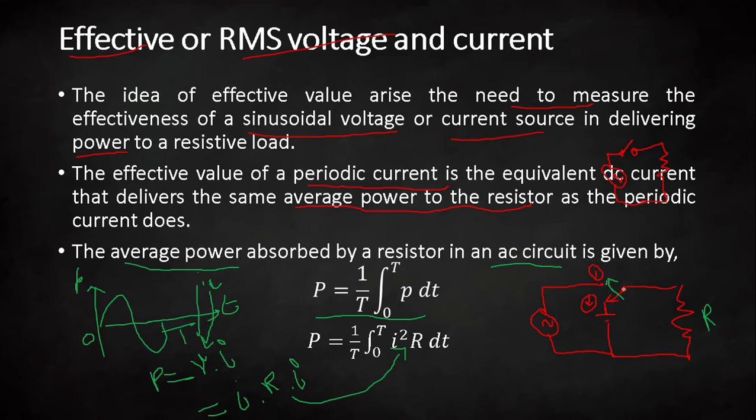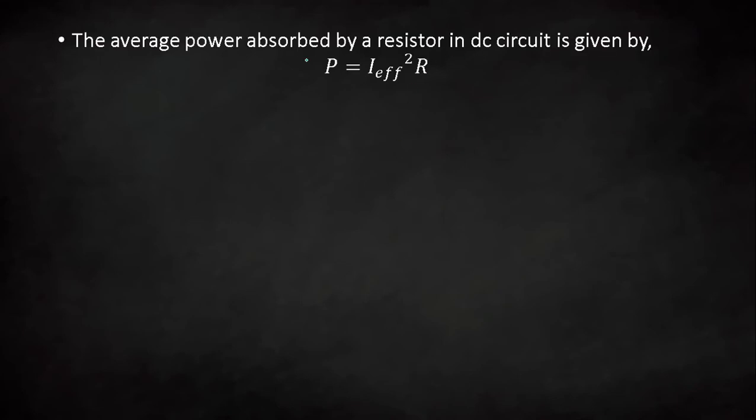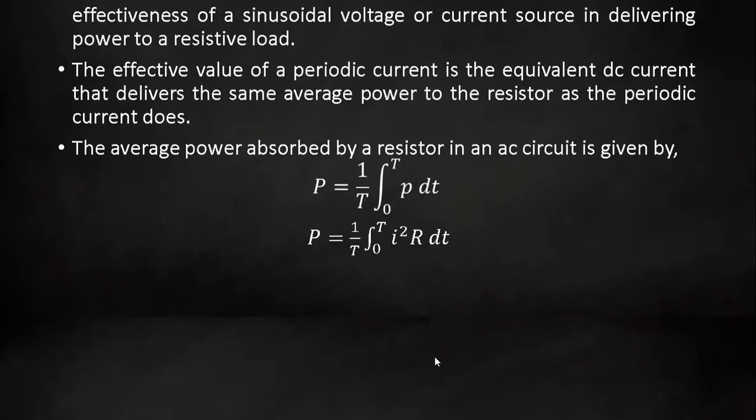Now we are toggling this switch to point 2. In that case this circuit will be there, and the total power P in case of DC supply can be given by P is equal to I effective square into R. Here we have represented the current in terms of effective value.